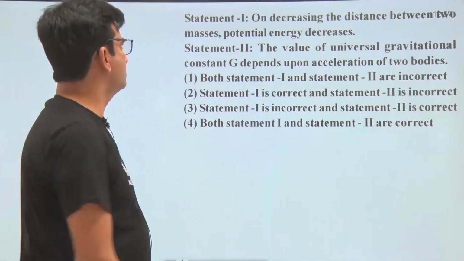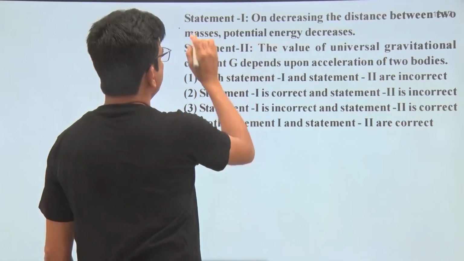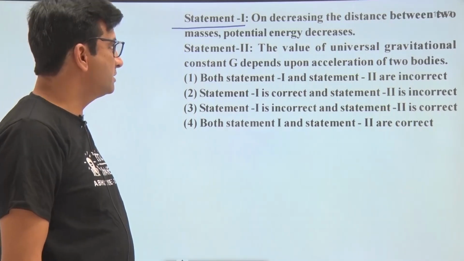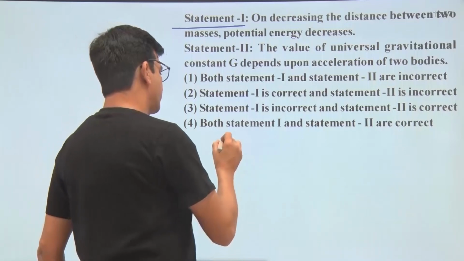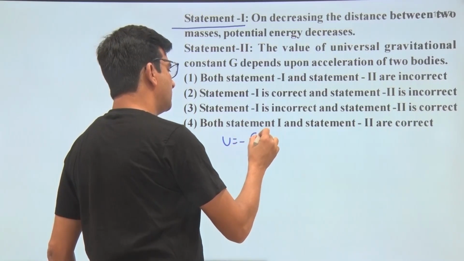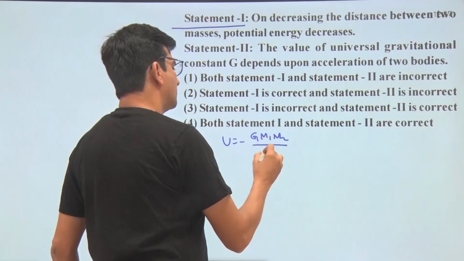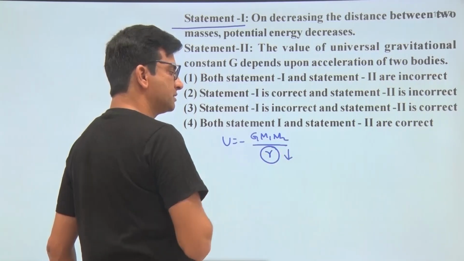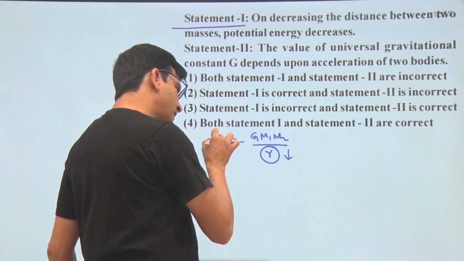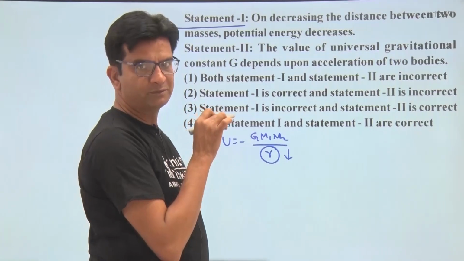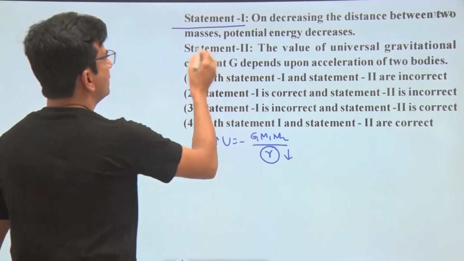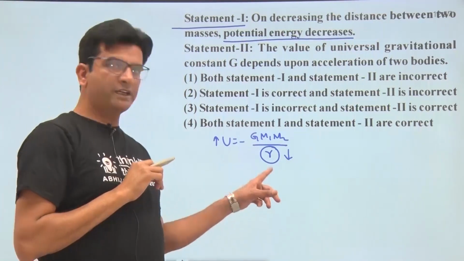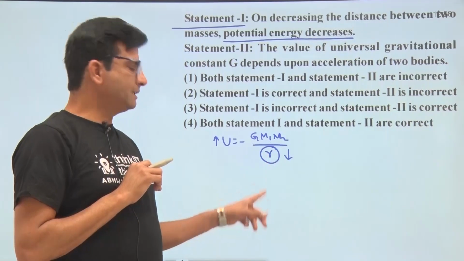Hello guys, let us solve this question. Now this question is on a statement. So statement 1 is, on decreasing the distance between two masses, the potential energy decreases. As we know, potential energy is minus G m1 m2 upon r. Now whenever r, the distance between the masses, is decreased, the potential energy will increase in negative value. Now potential energy decreases whenever r decreases.